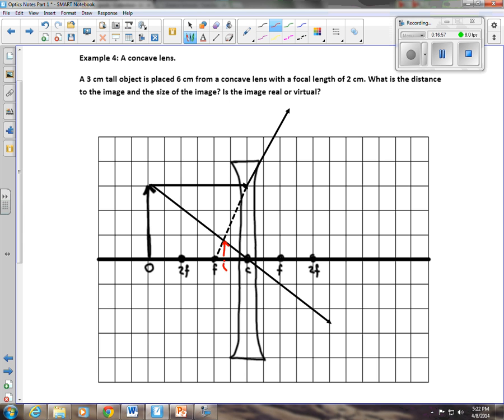So this is upright. It is shrunk. And it is virtual, because at least that one line is dotted. It turns out any ray I draw, except for the one through the center, is going to need a dotted line on the left side, so it's going to be virtual. So that is ray diagrams for converging and diverging lenses, and our next video will be about the math for the lenses.